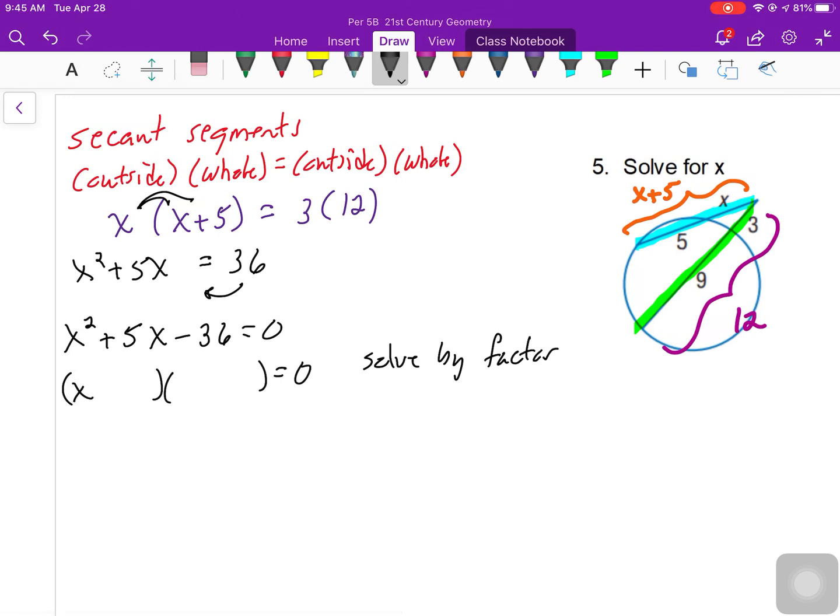This is a general trinomial. To get that x squared in the front, we need x and x. And to multiply to get 36 and subtract to get 5, we'll have to use 9 and 4. And to get a positive 5, we'll need a positive with the 9 and a negative with the 4. We set each of those equal to 0.